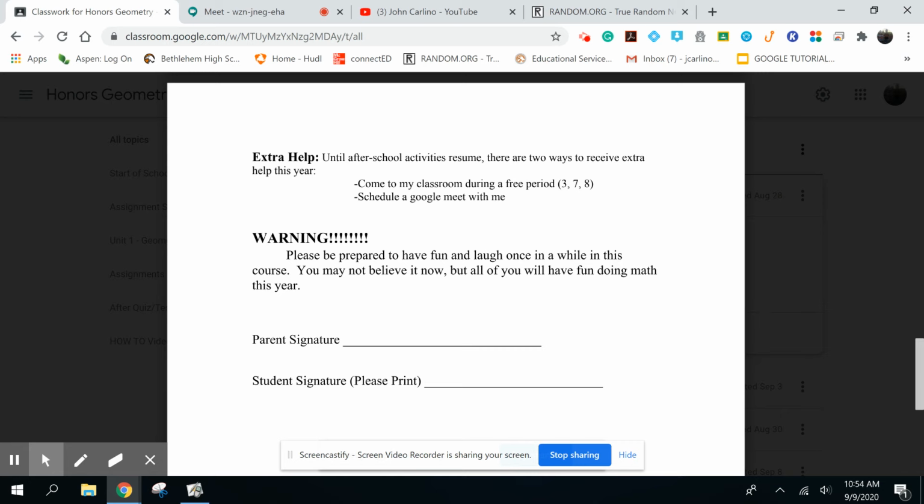Be prepared to have some fun this year. I can see some last names that look familiar, so some of your siblings may have told you what you're in store for. You might have had friends that have had me before. We're going to have some fun this year, whether we're here remotely or full time. All right, we're going to have some fun and joke around a little bit. It's not always going to be math. Okay? So be ready for that.